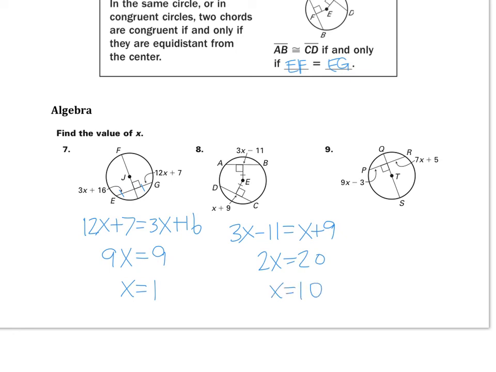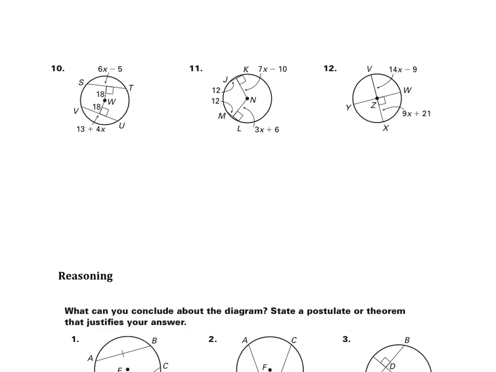In number 9, I have a diameter perpendicular to a chord, so it bisects the chord. In number 10, I have 2 chords equidistant from the center, so the 2 chords are equal.